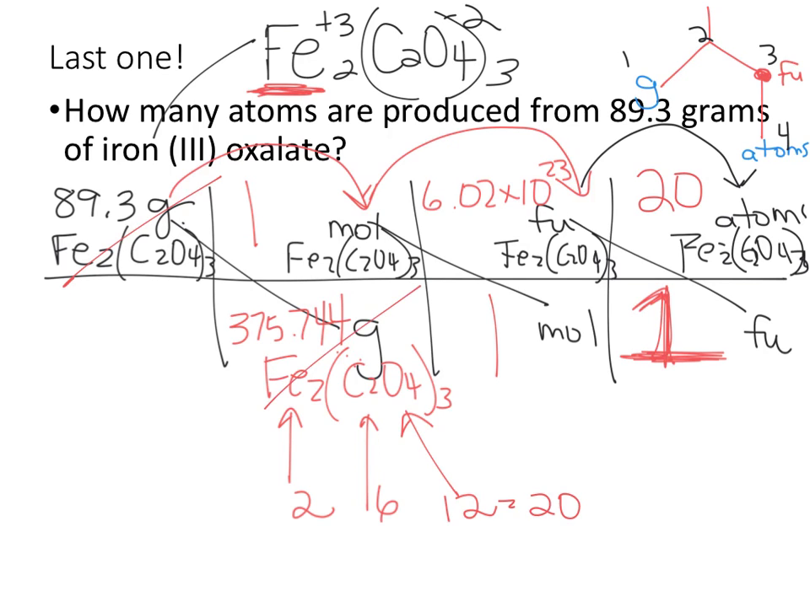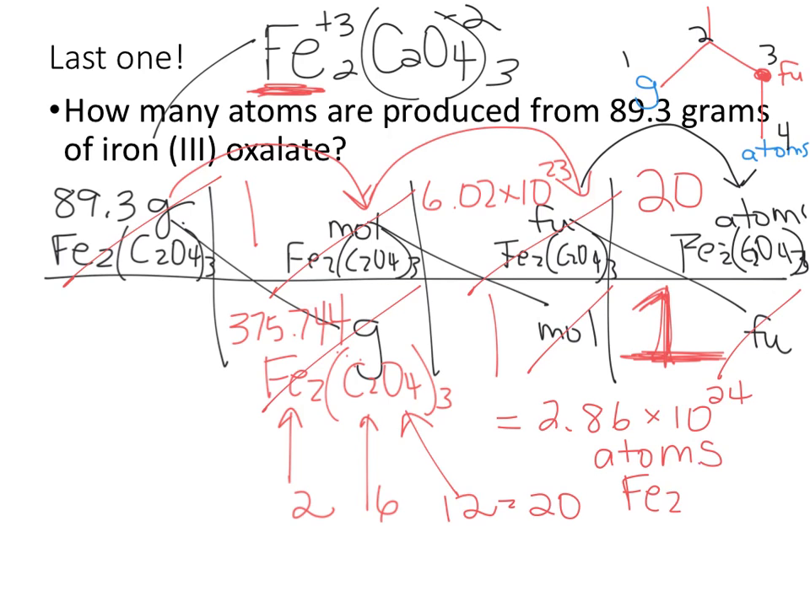We cancel our grams, we cancel our moles, we cancel our FUs, and what we're left with is 2.86 times 10 to the 24th atoms of iron oxalate. So that's all for this example.